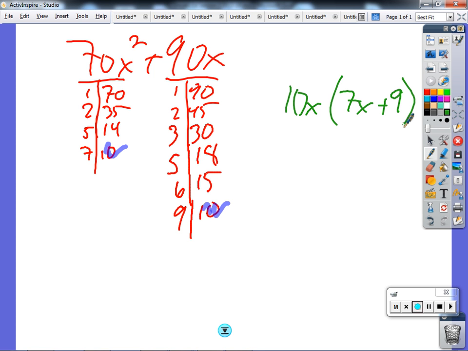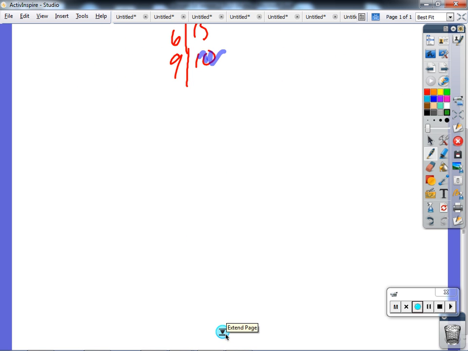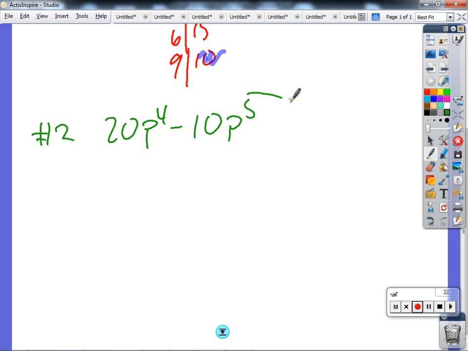Okay, number 2. Fairly simple. Can anybody tell me without having to do the factor tree? What numbers do they have in common? They have a 10, and as Michael already said, in the p-value, they have a p to the 4th, right? Okay, they have a 10 p to the 4th.